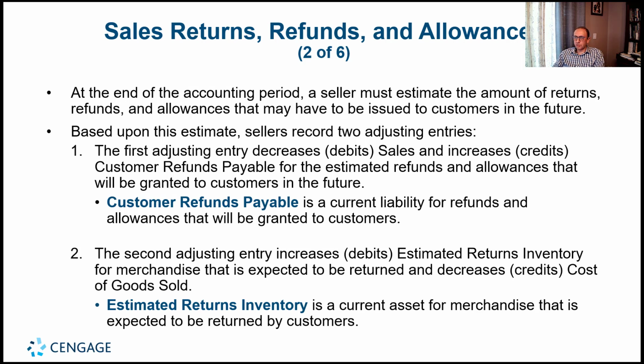The first adjusting entry decreases, or debits, sales and increases customer refunds payable for the estimated refunds and allowances that will be granted to customers in the future. Customer refund payable is a current liability for refunds and allowances that would be granted to customers. The second adjusting entry debits estimated returns inventory for merchandise that is expected to be returned and decreases, or credits, cost of goods sold. The estimated returns inventory is a current asset for merchandise that is expected to be returned by customers.